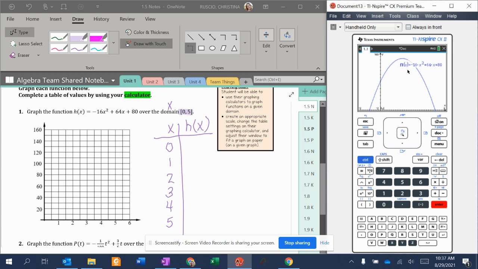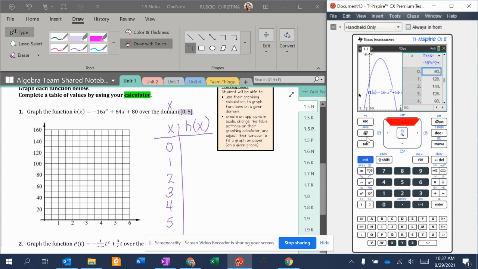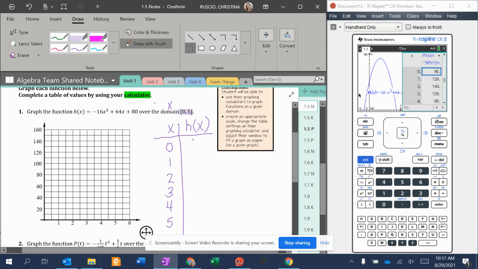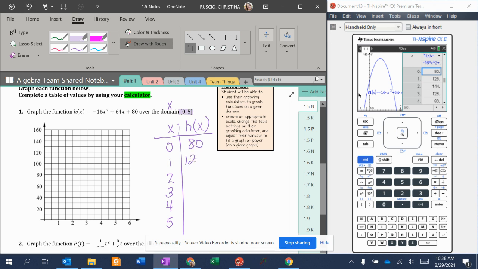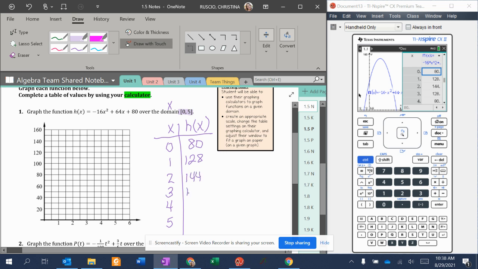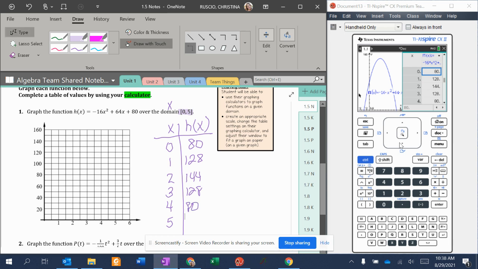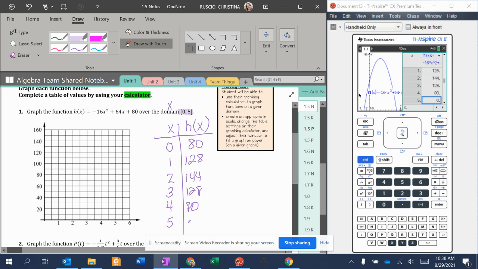Now we can see that it's actually a parabola because of that x squared. Control T to get the table of values. Let's fill in our table. So 0, 80; 1, 128; 2, 144; 3, 128; 4, 80; and 5, 0.